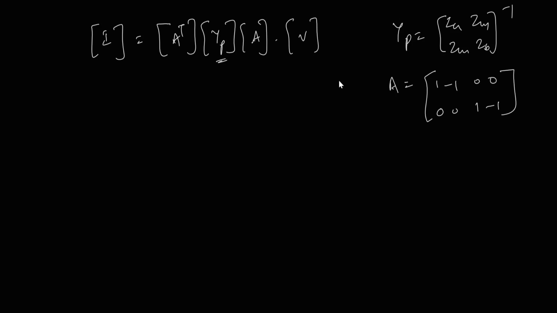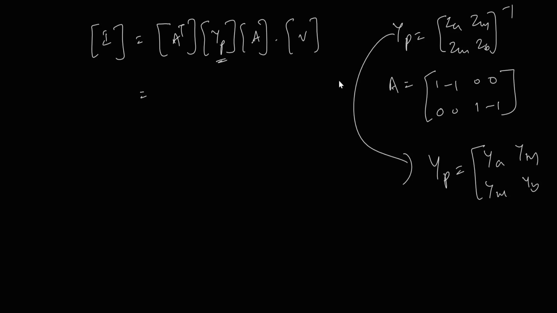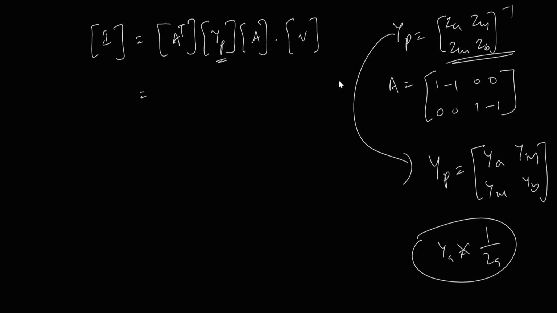Now if you substitute here and expand this one, let us assume that Yp is equal to Ya, Ym, Yb. Not that Ya is equal to 1 by Za. Mind you, after taking the inverse of this matrix, if I represent the first element and diagonal elements like this, then this is Ya, Ym, and Yb.